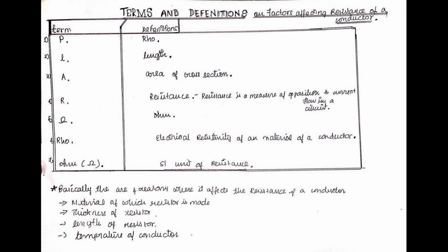So basically there are four reasons where it affects the resistance of a conductor: material of which the resistor is made, thickness of resistor, length of resistor, and temperature of conductor. So these are the four main reasons which affect the resistance of a conductor.